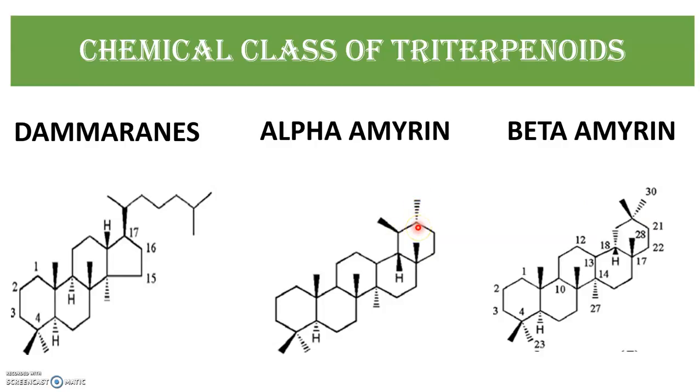C19 and the C20 position, whereas in beta-amyrin, both the methyl groups are in the C20 position. So, damarine is a tetracyclic, alpha and beta-amyrin are the pentacyclic triterpenoids. Let's now see the drugs belonging to this class. We have the two major drugs, Bacopa and Brahmi. They are also usually substituted or interchanged.